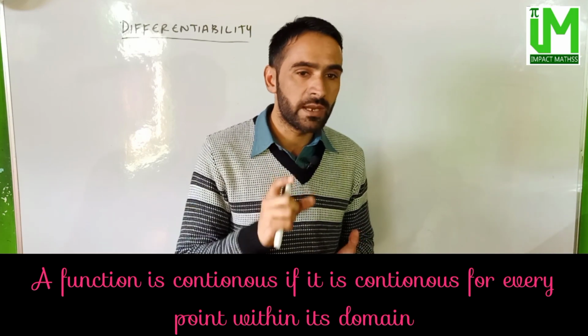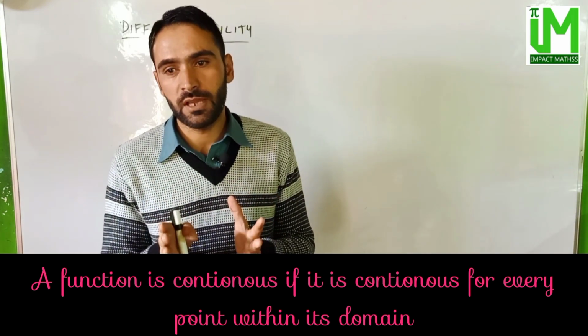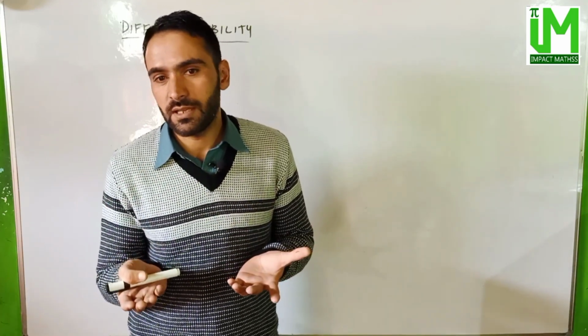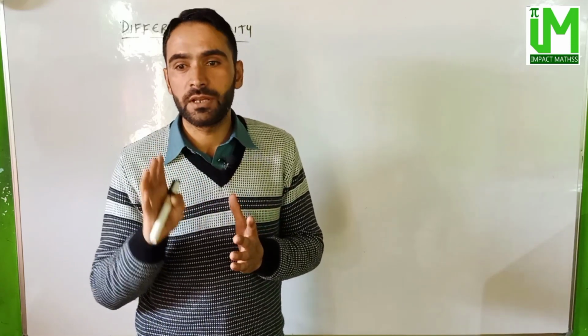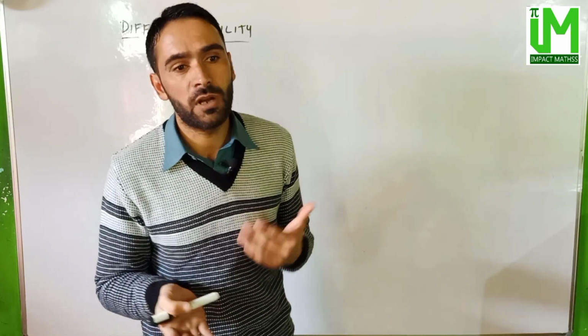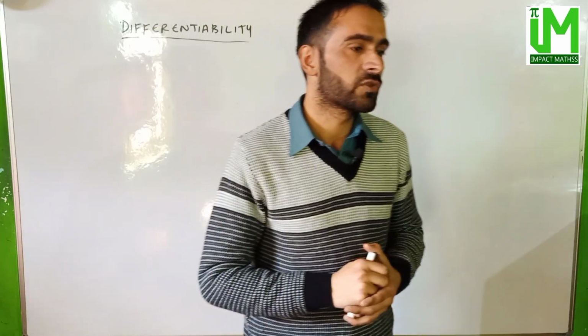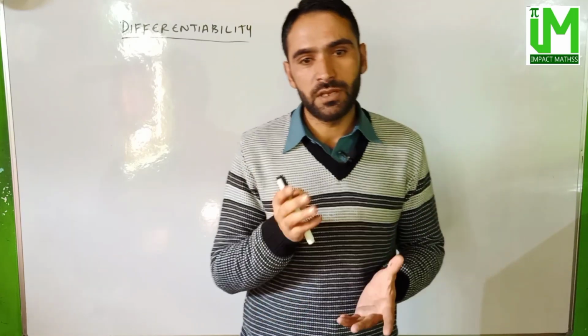Okay, so if the function is continuous at every point of the domain, then we say the function is continuous throughout its domain. It is again the synonym for continuous function. Continuous function means continuous throughout its domain. If we say a function is continuous, we mean it is continuous throughout its domain, which again means it is continuous for every point within its domain.